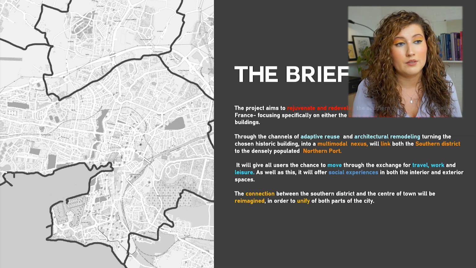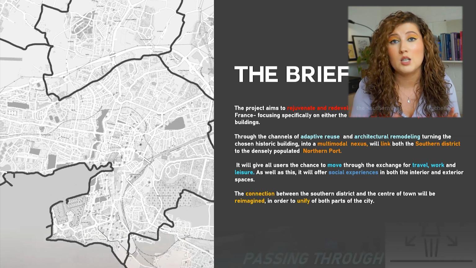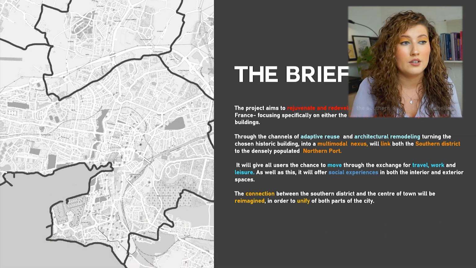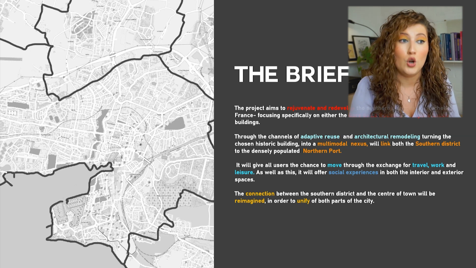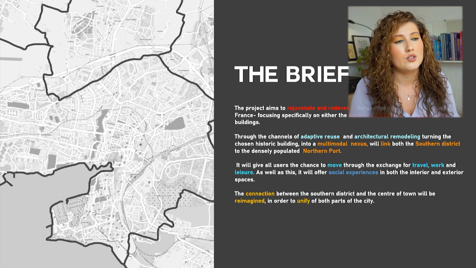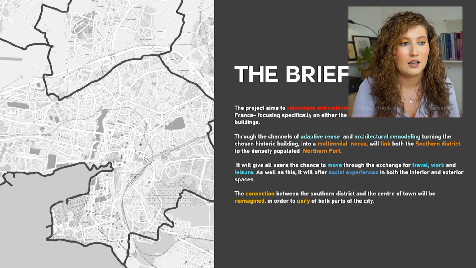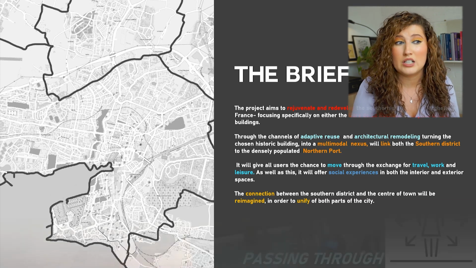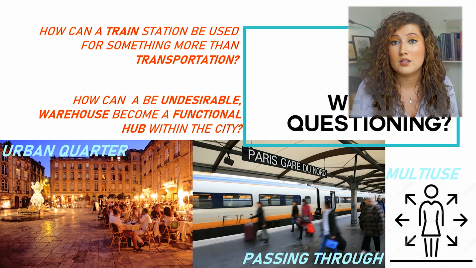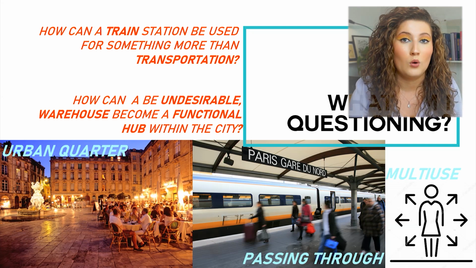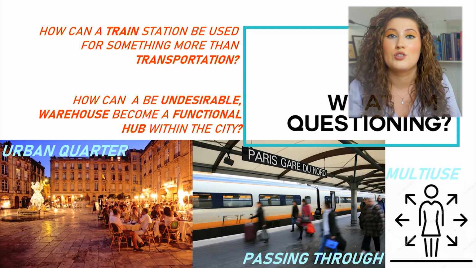Through the channels of adaptive reuse and architectural remodelling, turning the chosen historic building into a multimodal nexus will link both the southern district to the densely populated northern port. It will give users the chance to move through the exchange for travel, work and leisure. As well as this, it will offer social experiences in both the interior and exterior spaces. The connection between the southern district and the centre of town will be reimagined in order to unify both parts of the city.